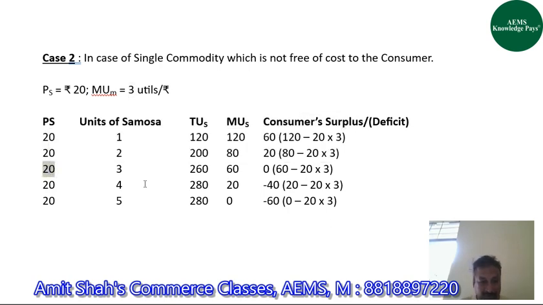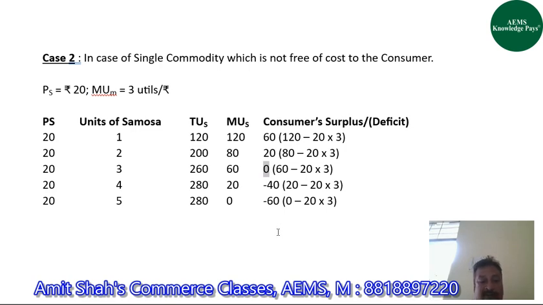When he went for the third one by spending rupees 20, where his expectations were 20 into 3, that is 60, and he actually got 60 utiles from the third samosa, then his surplus became 0. That is 60, the actual utility obtained, minus utility expected. And so on, guys. So here, the equilibrium point would be when his surplus is 0.